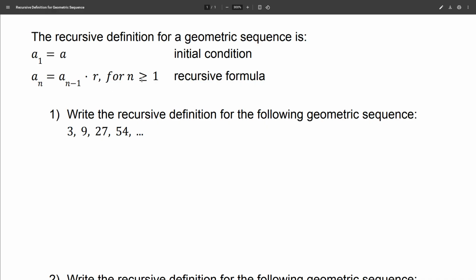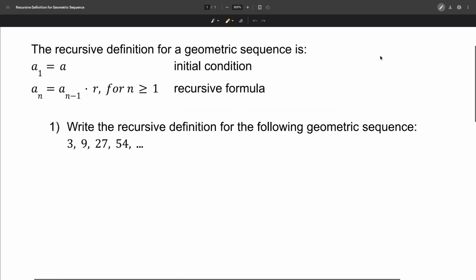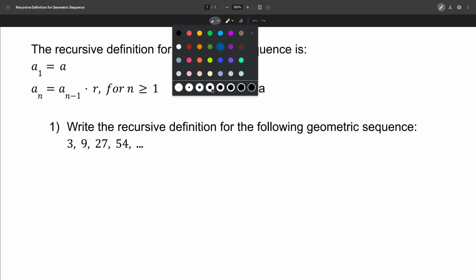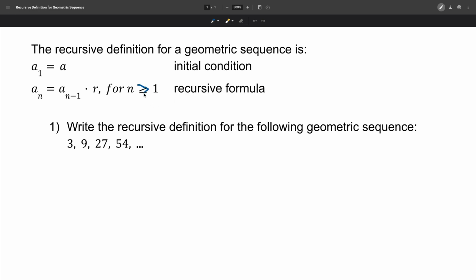This should read greater than 1, not greater than or equal to. That's a mistake on my part. So let me fix that. Let's just go just greater than.